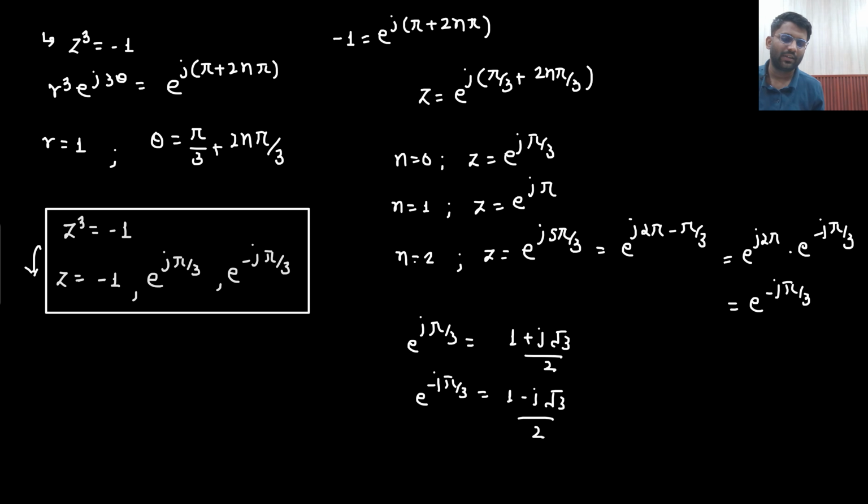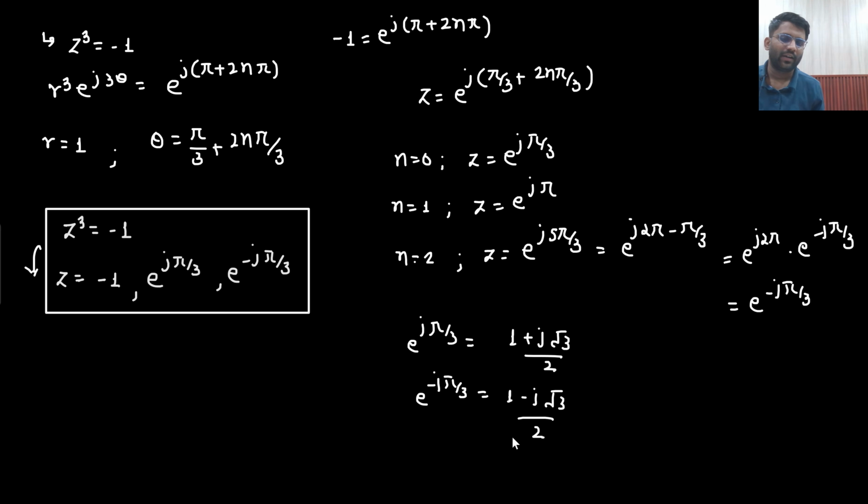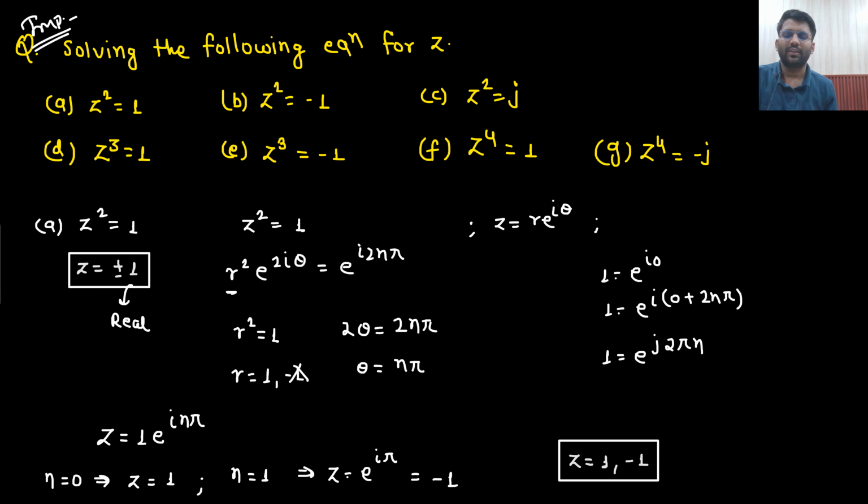So the answers are minus 1, 1 plus under root 3j by 2, and 1 minus under root 3j by 2. So these are the answers that we are getting. Understandable? Let's go to the next question. What is the next question? The next question is z to the power 4 equals 1.